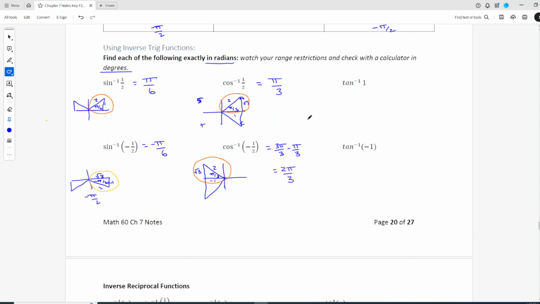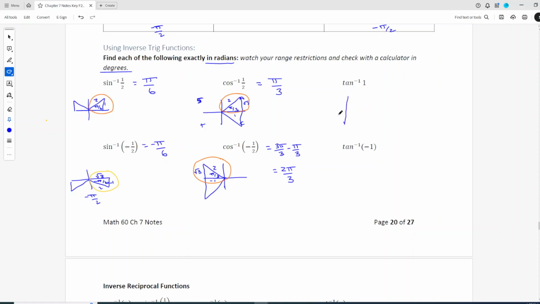Now let's check those with my calculator. So if I go inverse cos of 0.5, I get 60. Awesome. And if I do inverse cos of negative 0.5, I get 120. I'm winning. All right, let's do tan.